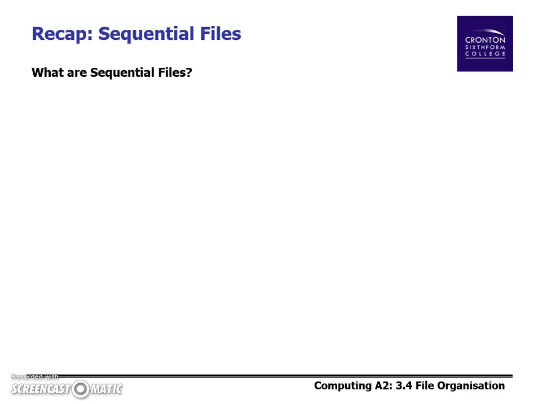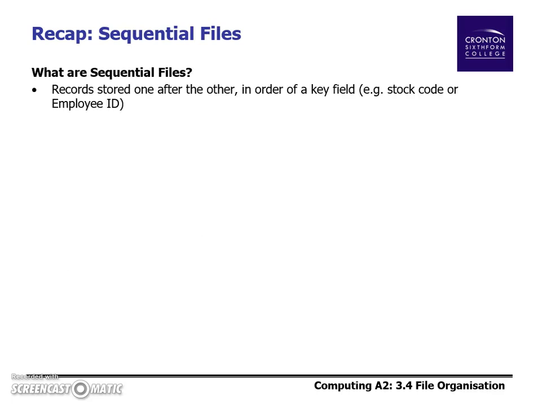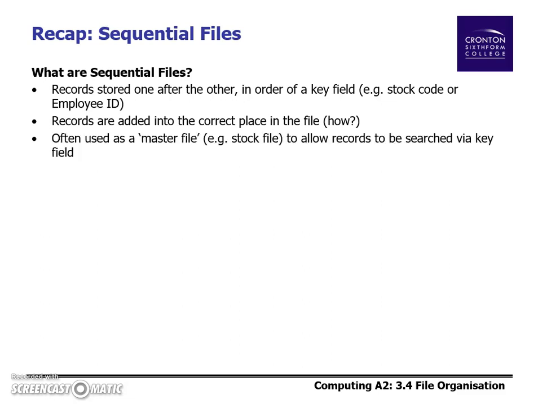Okay, sequential files. So what are sequential files? Records are stored one after the other in order of a key field, for example, a stock code or an employee ID. Records are added into the correct place in the file. And how might they be added into the correct place in the file? Often used as a master file, for example, a stock file, to allow records to be searched via a key field. It can be used either with tape or disk storage.